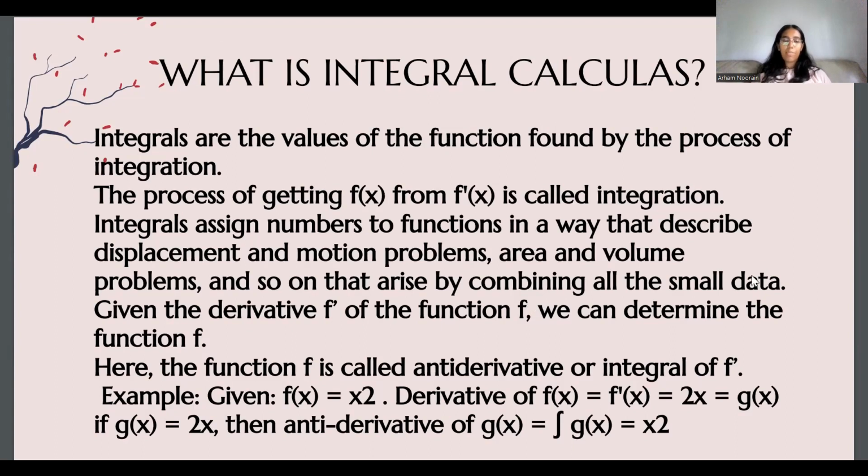Here we have an example. If the given f of x is x squared, we derive f of x, and it becomes f dash of x. So x squared becomes 2x. This 2x is denoted as g of x, so g of x is equal to 2x. Then the antiderivative of g of x, when we integrate g of x, will be again x squared. So the integration of 2x will be x squared. We can say that with this example.